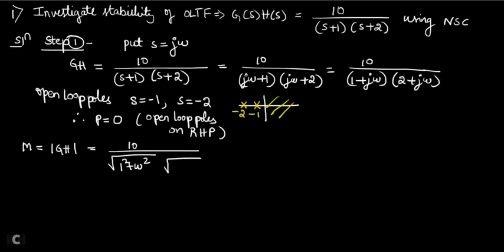And there is one more term in the denominator, right? What is that one more term? 2 plus j omega. What is the magnitude of 2 plus j omega? Square root of 2 squared plus omega squared. The magnitude of any complex number is the square root of a square plus b square. So the magnitude is over.